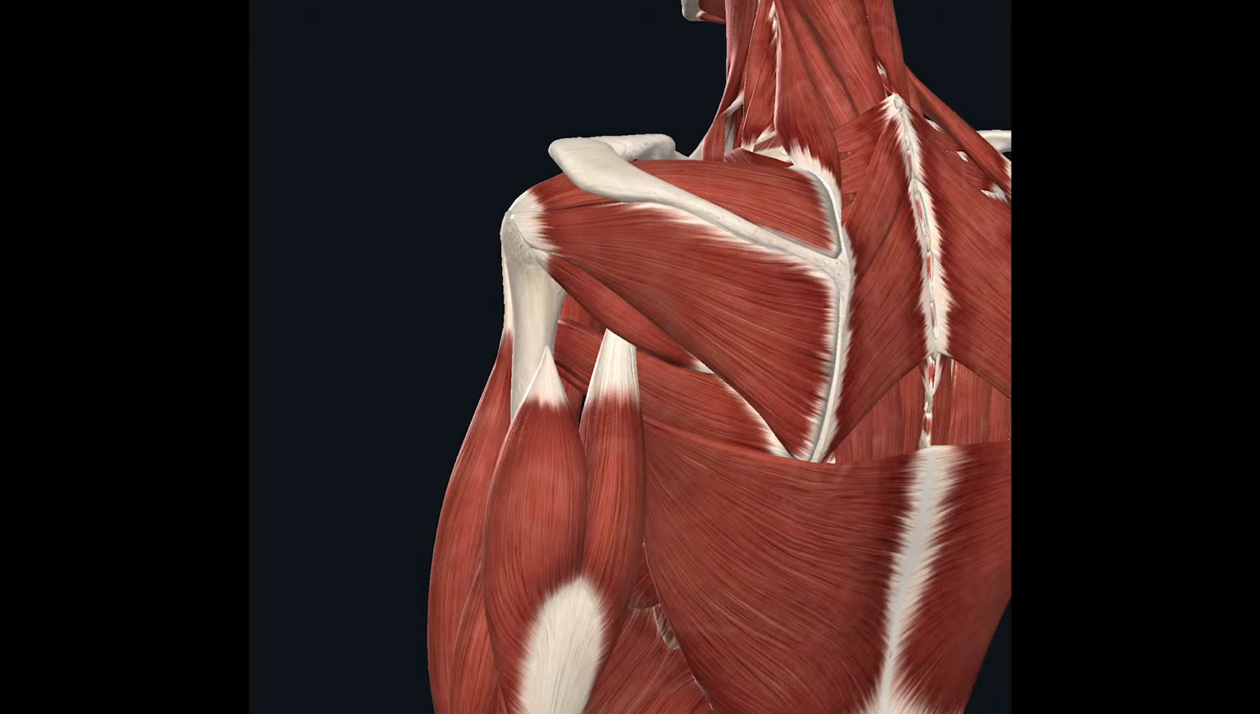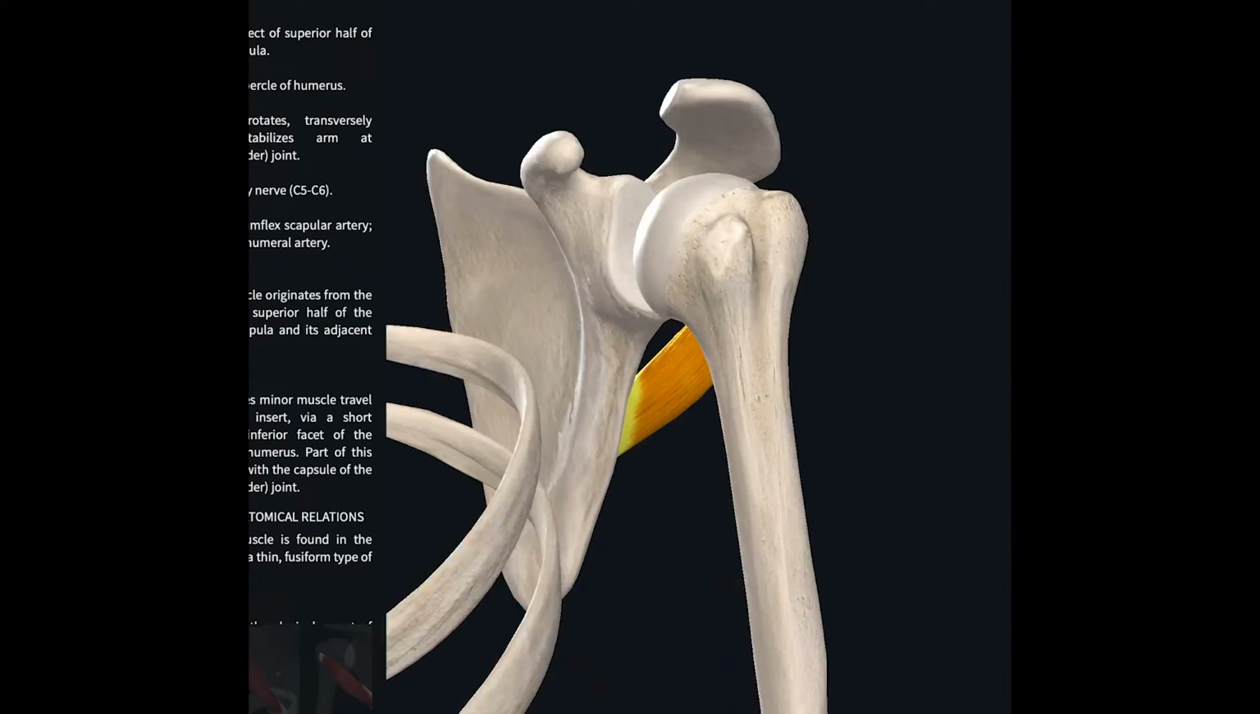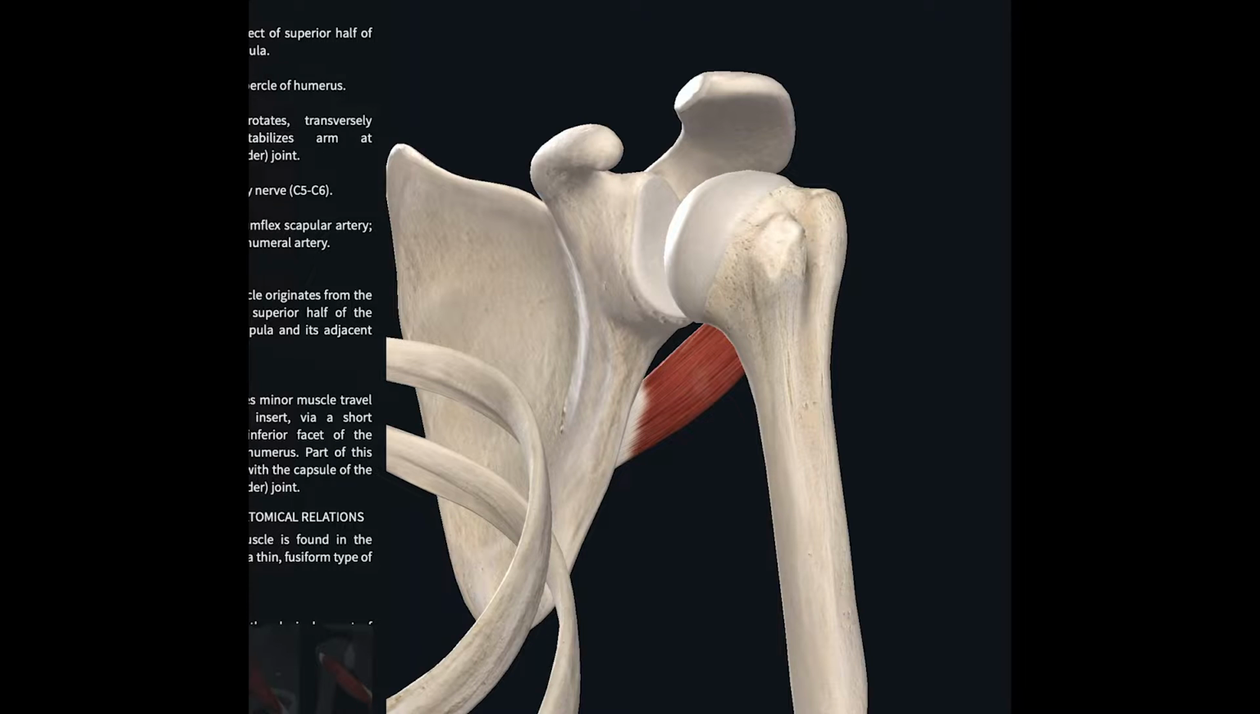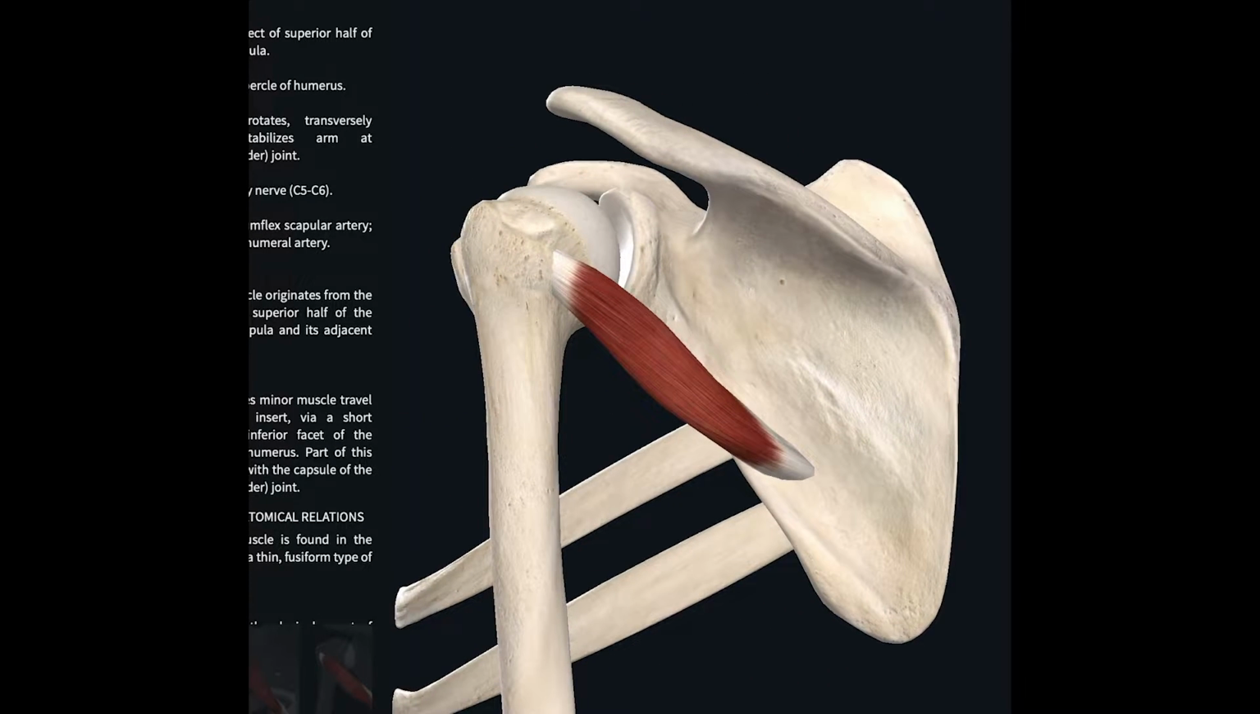And then the third muscle of the rotator cuff is the teres minor muscle. And I will isolate it so you can see better its origin and insertion. So its origin is over here on the medial border of the scapula, and its insertion is on the back side of the greater tubercle of the humerus. So when this muscle contracts, it's going to laterally rotate, which we already talked about, and it's going to weakly adduct the arm.